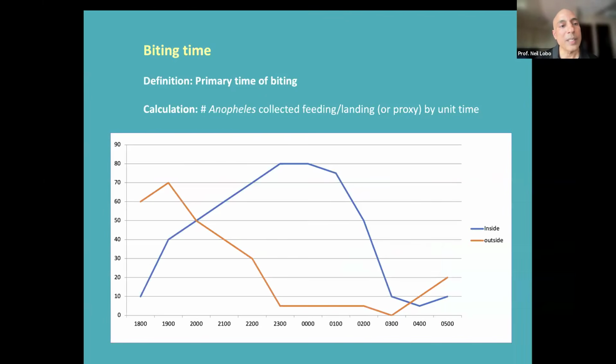The biting time. What time do mosquitoes bite? This is another indicator which is important because we understand where and when mosquitoes will be looking for humans to bite. And that's important because that's where we would want to put an intervention in.